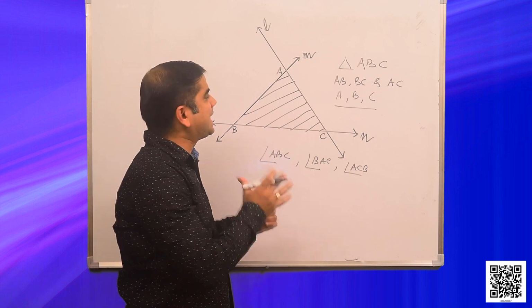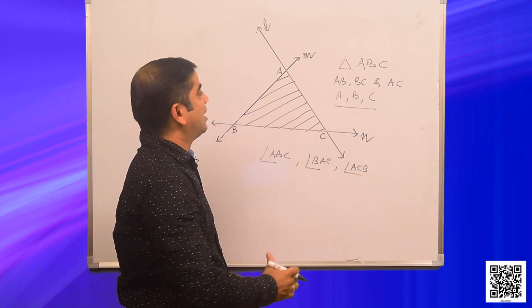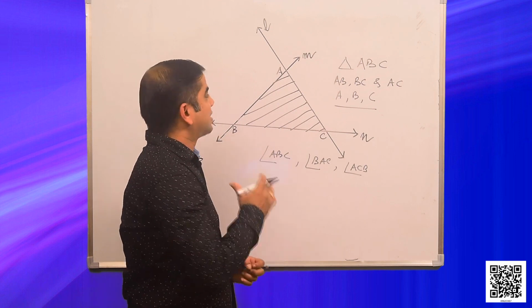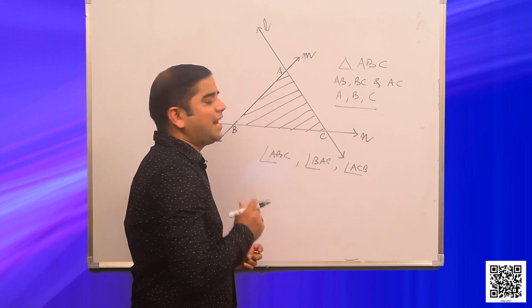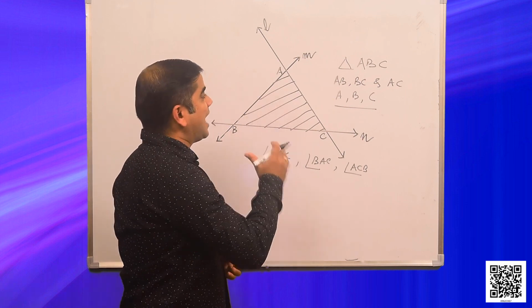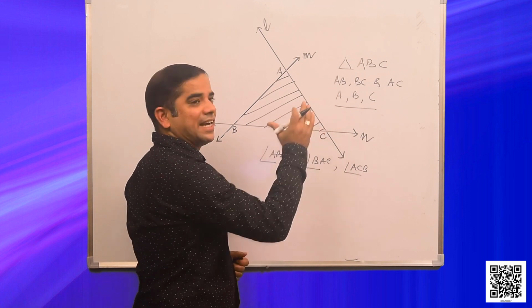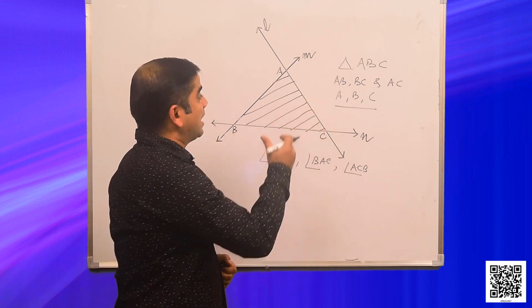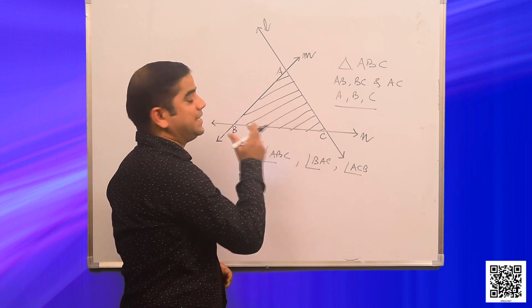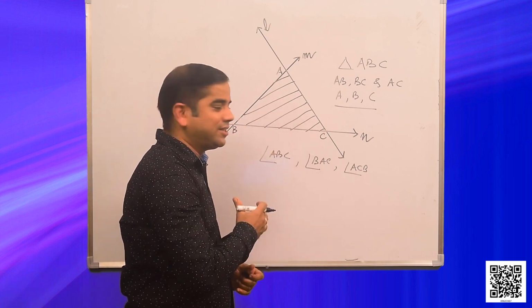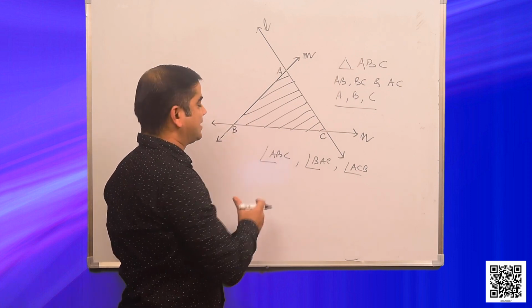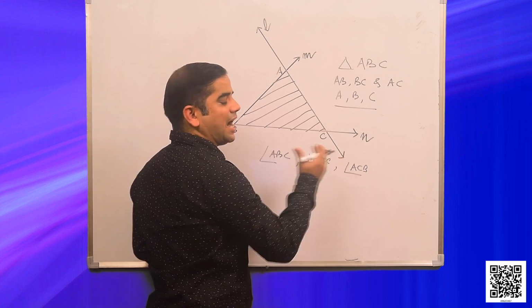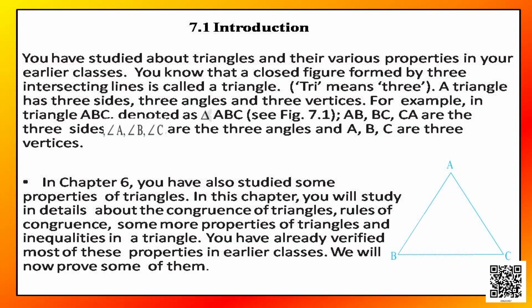So, these are the basic concepts of a triangle. A triangle is an enclosed surface that is created by the intersection of three different lines. Thereby, the triangle has three different sides, AB, BC and AC, as you can clearly see here. It has three vertices A, B, C, which are nothing but the points of intersection, and at each vertex the triangle is creating three different angles, angle ABC, angle BAC and angle ACB. So, these are the basic concepts of a triangle.